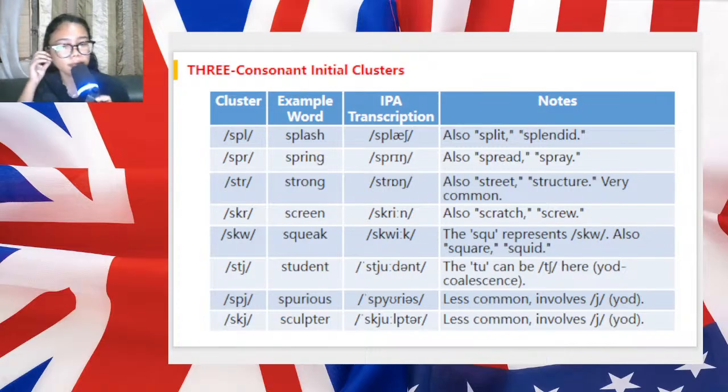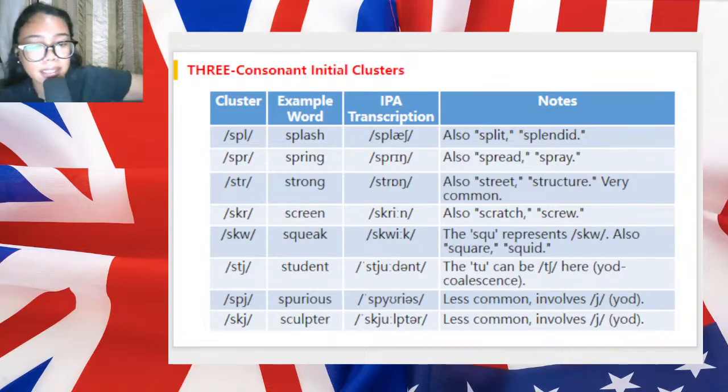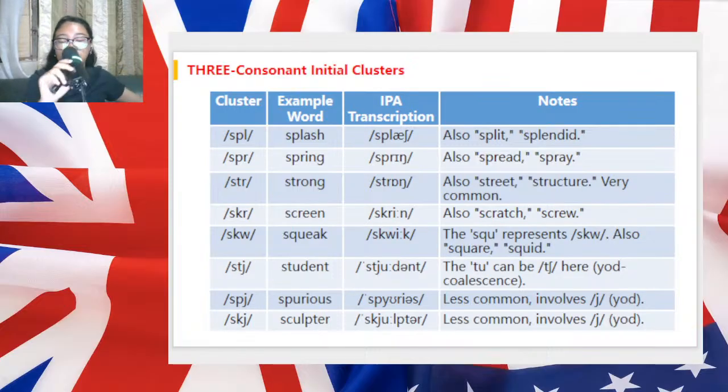Moving on, we have the STR cluster, which is extremely common, as in strong. This is composed of S, then T, then R. We get the word strong. Just like with SP and ST, the T sound here is unaspirated, making it blend seamlessly from the S into the R. So this cluster appears constantly in words like street and structure. So try strong, street, structure, paying close attention to the smooth transition across all three sounds.